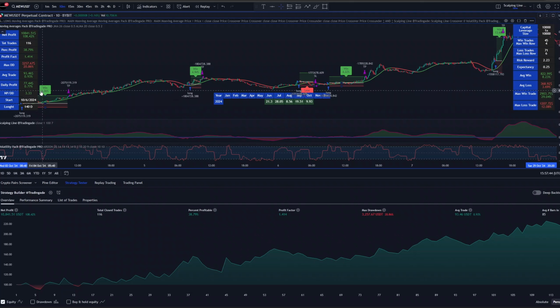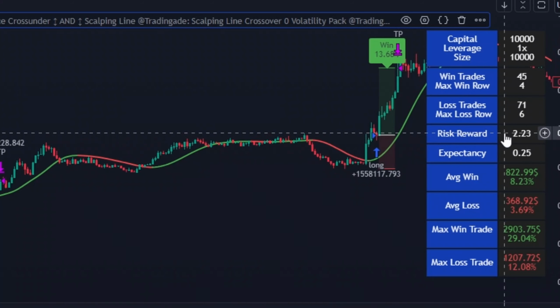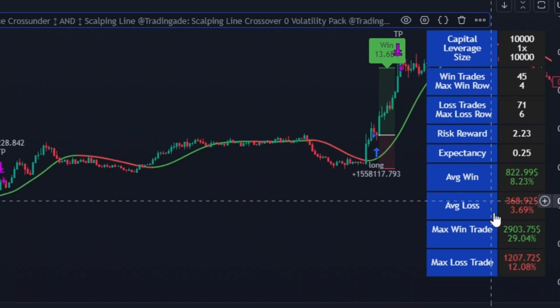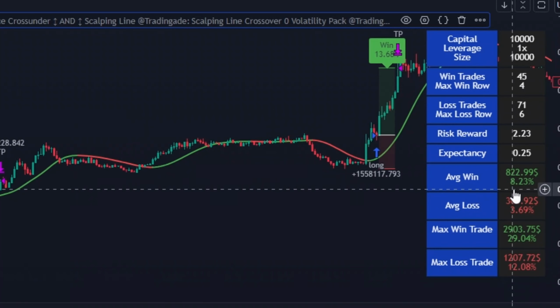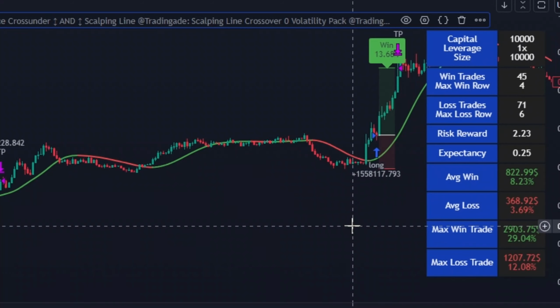We have a net profit slash drawdown of 3.33, which is decent, it's not so exciting. Max win row 4, max loss row 6, which is good considering the low win rate. Average risk reward of 2.23 and expectancy 0.25. Average win 8.23 and average loss 3.69. Max win trade 29% and max loss trade 12%.